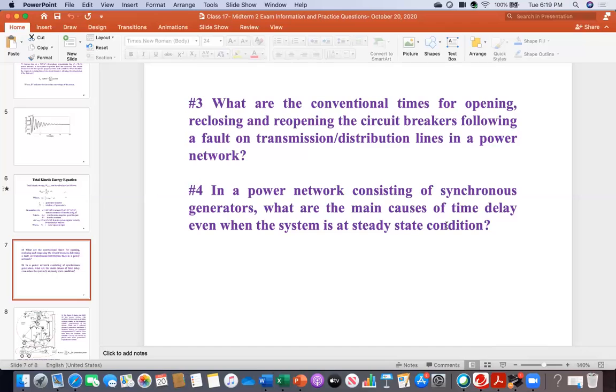So therefore, you can say the main causes of time delay during steady state are the typical devices, primary control means used in the system, like AVR, governor, some voltage regulator. There are lots of inductance, capacitance connected, like capacitor banks. Those will cause some delay.